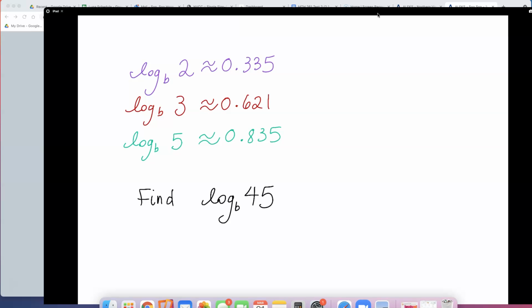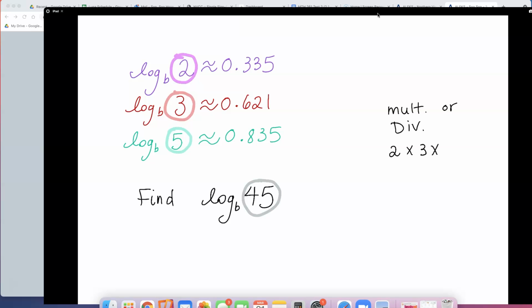So let's think about this. How can you make 45 using 2, 3, or 5? That's what we have to think about first. Using those 3 numbers, I want you to think about a way to make 45, using multiplication or division, okay? Can I multiply them all? I don't know yet, maybe we can try it. How about 2 times 3 times 5? That is going to be 30. So that's not 45. Let's try something else.